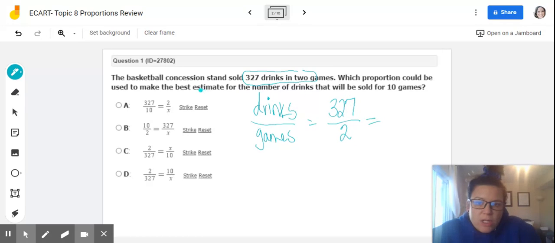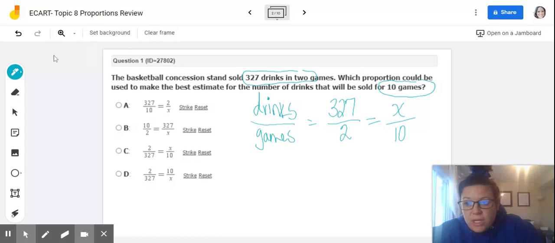And the question in the problem is which proportion would be the best estimate for the number of drinks that will be sold for 10 games? So I don't know my drinks. So that's my X. And I know that it's 10 games. So this is the other rate, X to 10 games. So then I'm going to look to see if it's set up the exact same way, and it's not. So there's no 327 over 2.